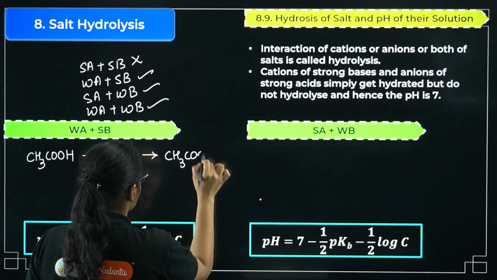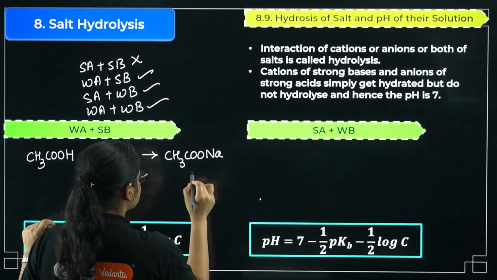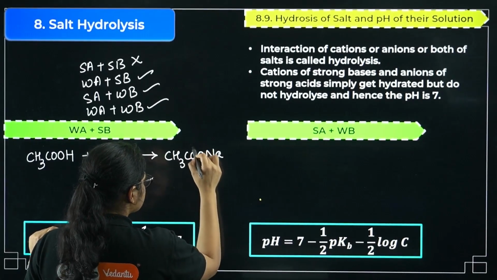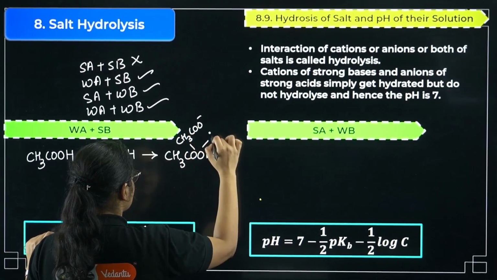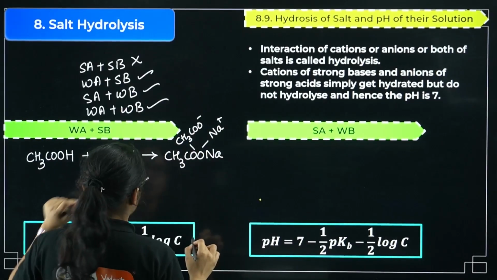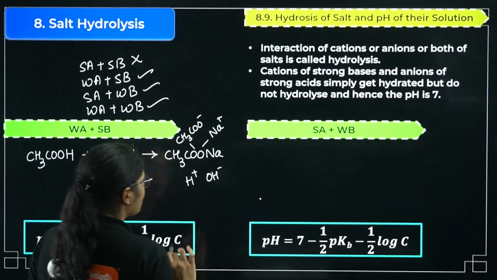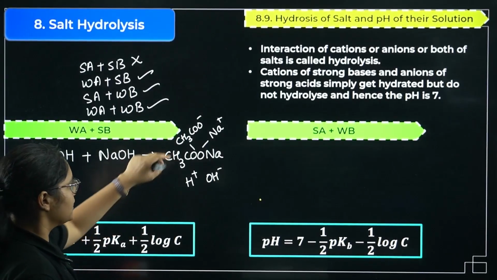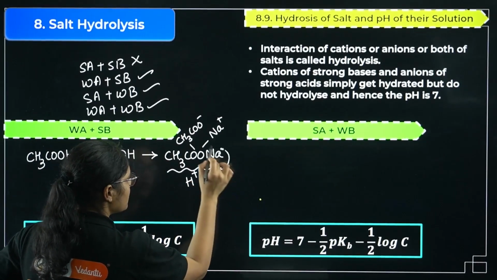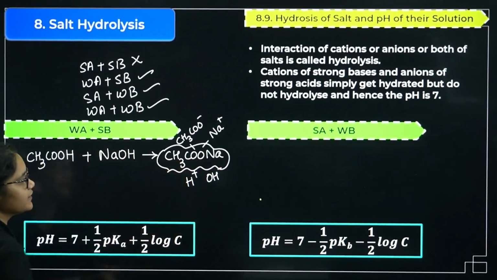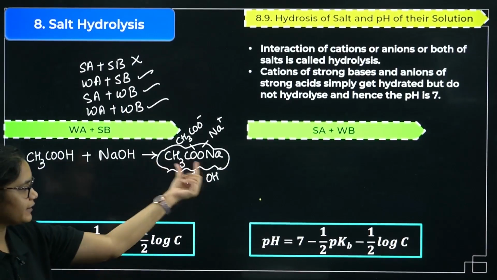CH3COONa and water. Now see, this one has 2 ions, that is CH3COO minus and Na plus, and water will have H plus and OH minus. Now what will happen? Understand carefully, this ion and this one will react. So basically what I'm saying, this type of salt which is made up of a weak acid and a strong base will undergo salt hydrolysis, or it will break and will react with water.